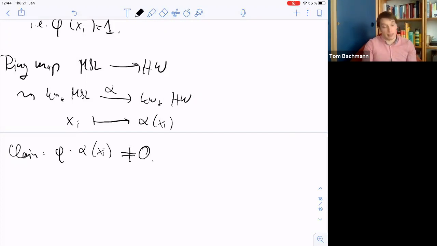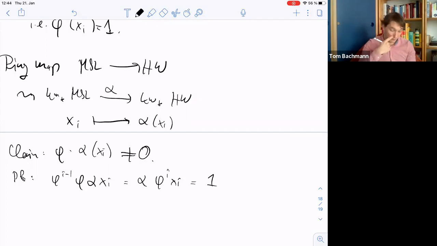So that's clear, right? So the proof is that if I do phi I minus one of phi alpha xi, then that's going to be the same thing as alpha of phi I of xi, but phi I of xi was one, right? So this is just one. And this is not zero. And so, well, okay, clearly this thing here couldn't be zero.